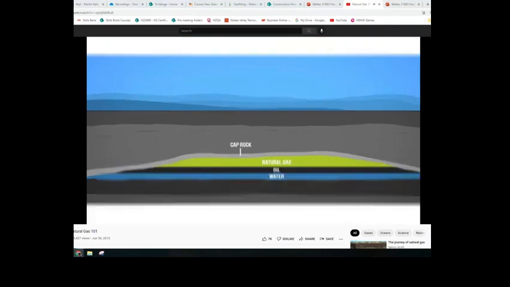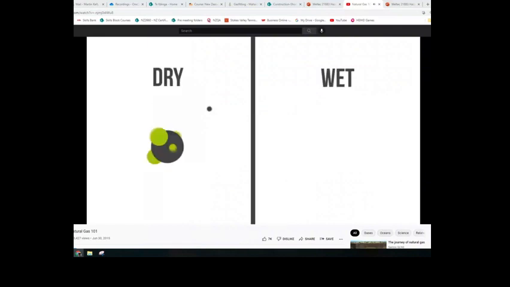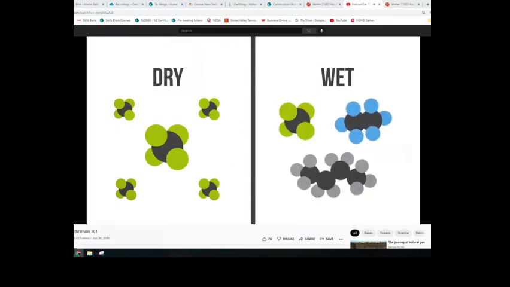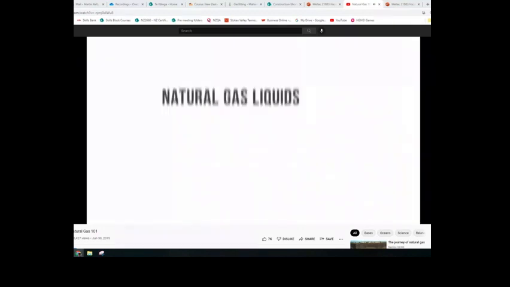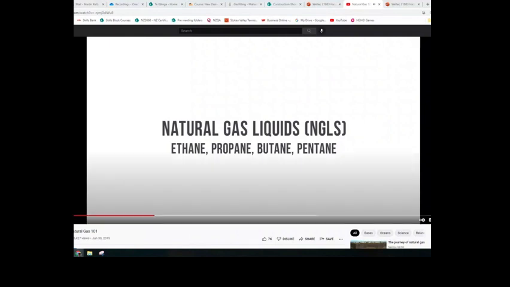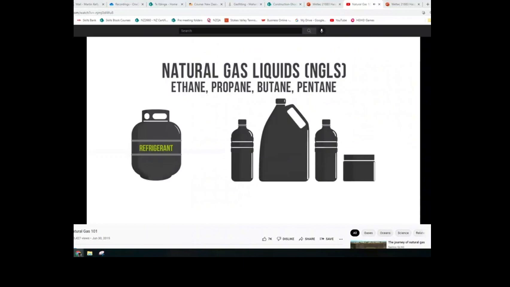Natural gas can be categorized as dry or wet. Dry gas is essentially gas that contains mostly methane. Wet gas, on the other hand, contains compounds such as ethane and butane, in addition to methane. These natural gas liquids, or NGLs for short, can be separated and sold individually for various uses, such as in refrigerants and to produce products like plastics.